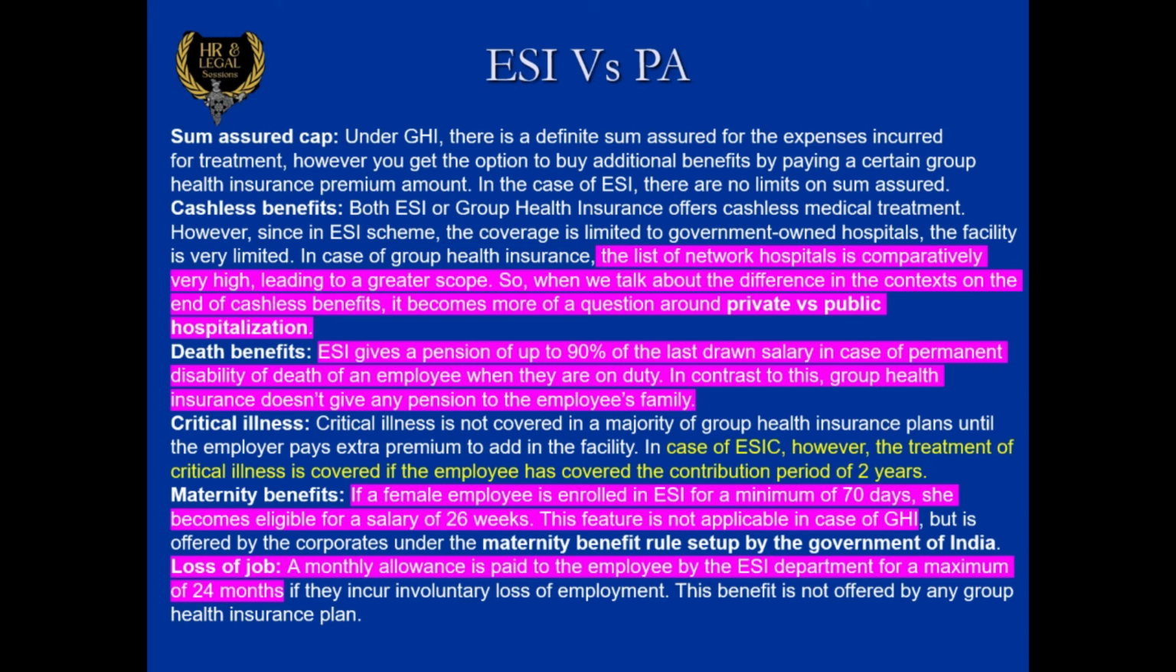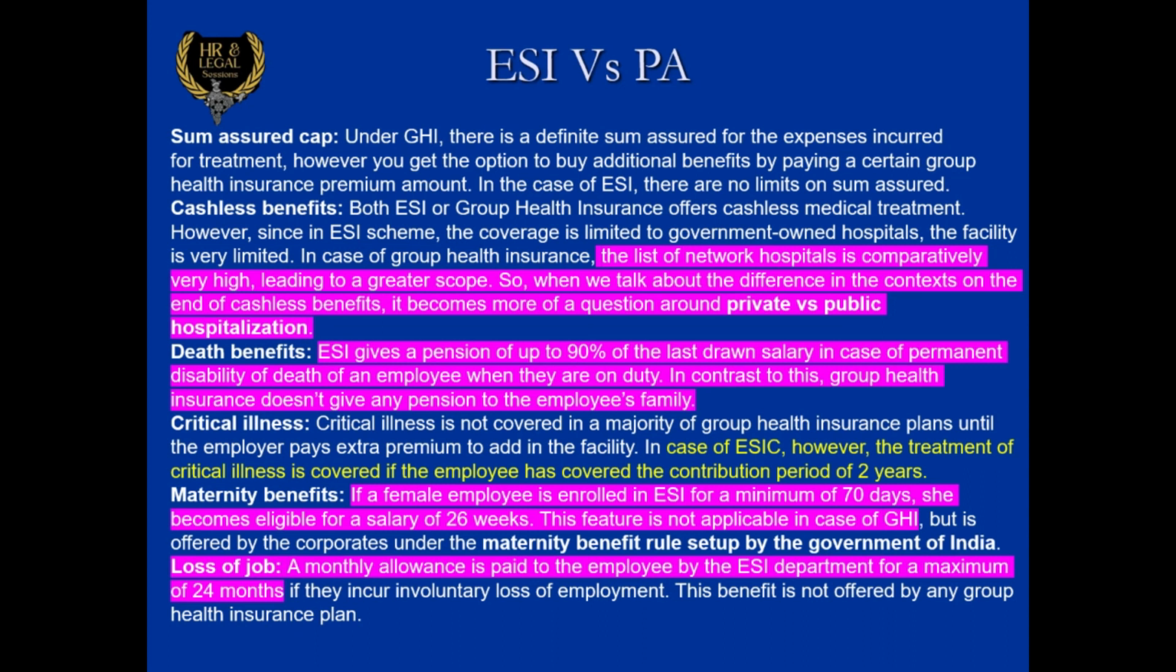Then we are going to see what is the difference between the ESI and the personal accident policy. The list of network hospitals is comparatively very high when we are taking the personal accident policy, but in the ESI it is very rare. And the death benefit: the coverage of ESI is 90% of the lost salary in case of permanent disability or the death of an employee. But in contrast, group health insurance doesn't give any pension to the employee's family.